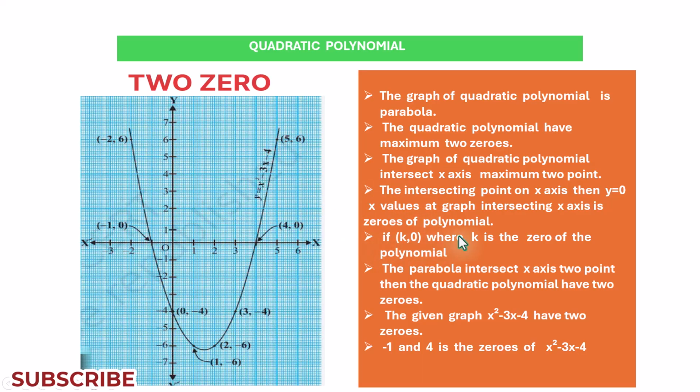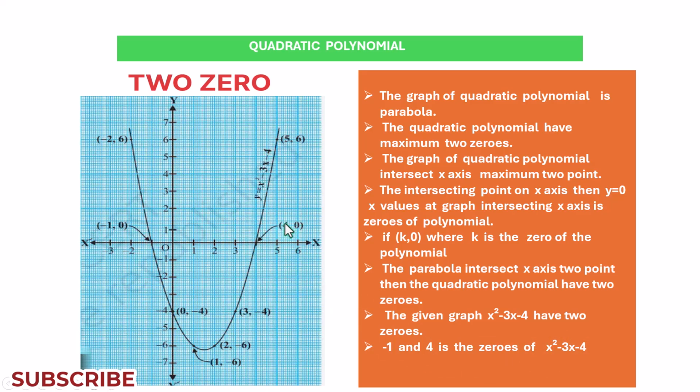If the parabola intersects the x-axis at 2 points, then the quadratic polynomial has 2 zeros. The given graph of x square minus 3x minus 4 has 2 zeros because this parabola intersects the x-axis at 2 points. Minus 1 and 4 are the zeros of x square minus 3x minus 4.